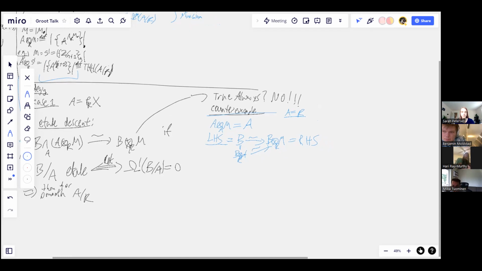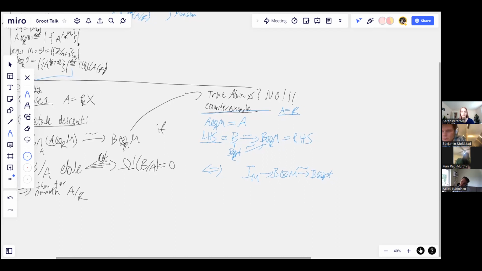When is that true? This is true if and only if the map from B tensor M to B tensor a point is an equivalence. Or in other words, I want the fiber of this map, which I'm going to call I sub M, I need this fiber to be 0.